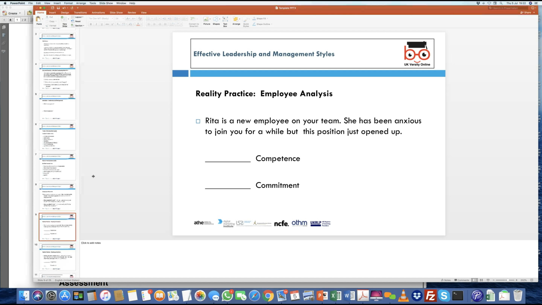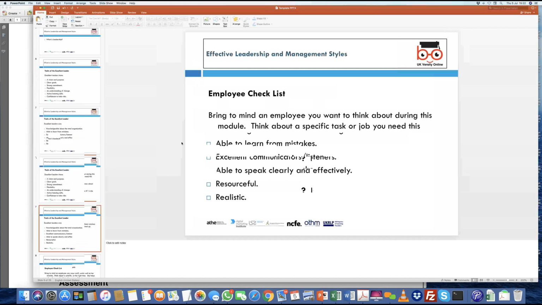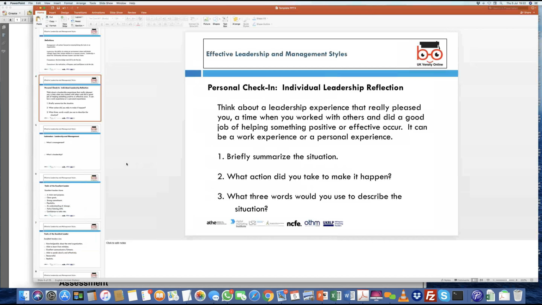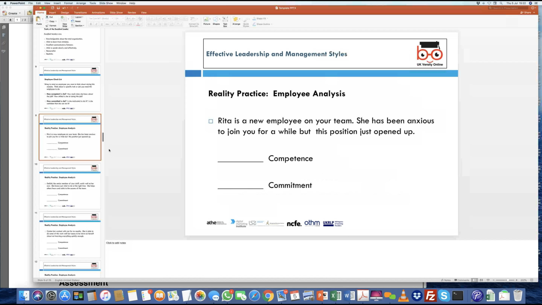So very good analysis. Here, if I just go back to the few slides that we discussed, we were looking at picking up on leadership traits, and those traits, because she's a new employee, are focused on commitment, because you haven't tested the competence. Good. Let's look at another one.